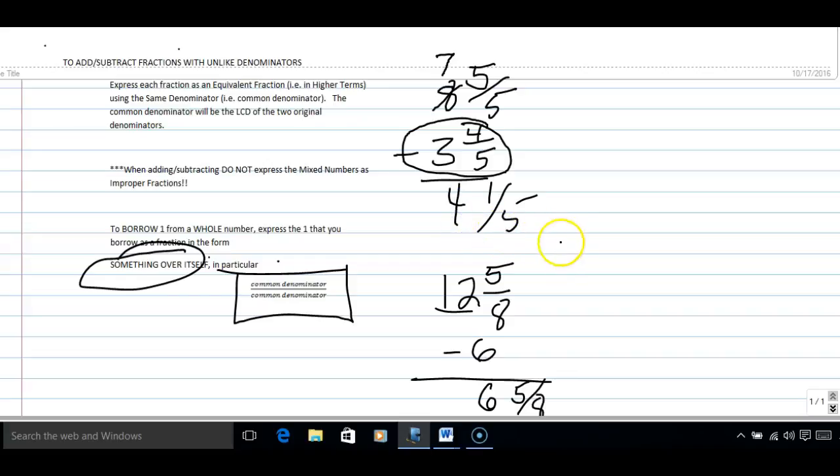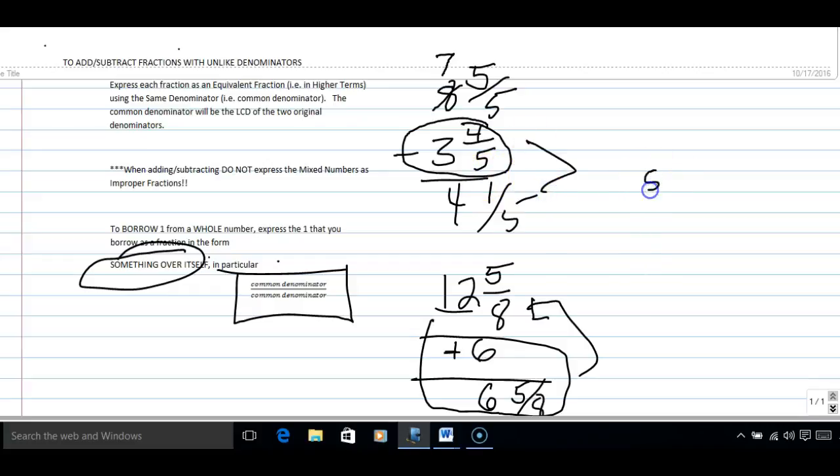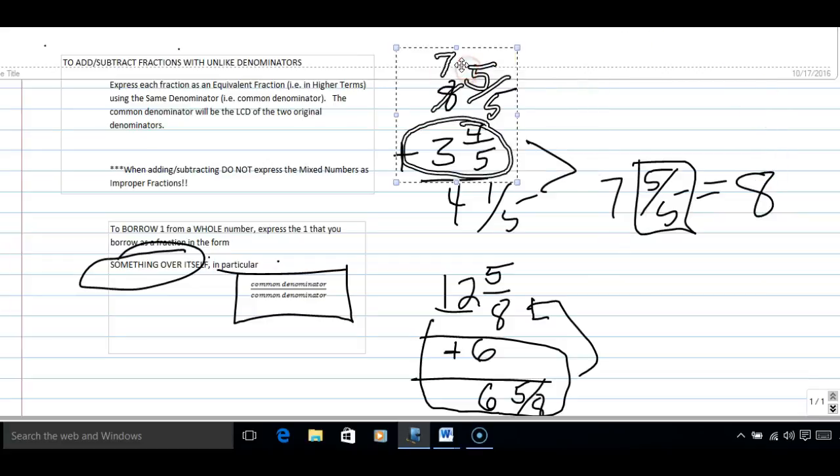If you're not sure if you've done this correctly or not, remember, how do we check subtraction? We add. So if I add 6 and 6 and 5 eighths, that gives me 12 and 5 eighths. If I add 4/5 and 1/5, that gives me 5/5. And if I add 3 and 4, that gives me 7. But 5/5 is the same as 1. 1 and 7 gives me 8, which is what you started with.